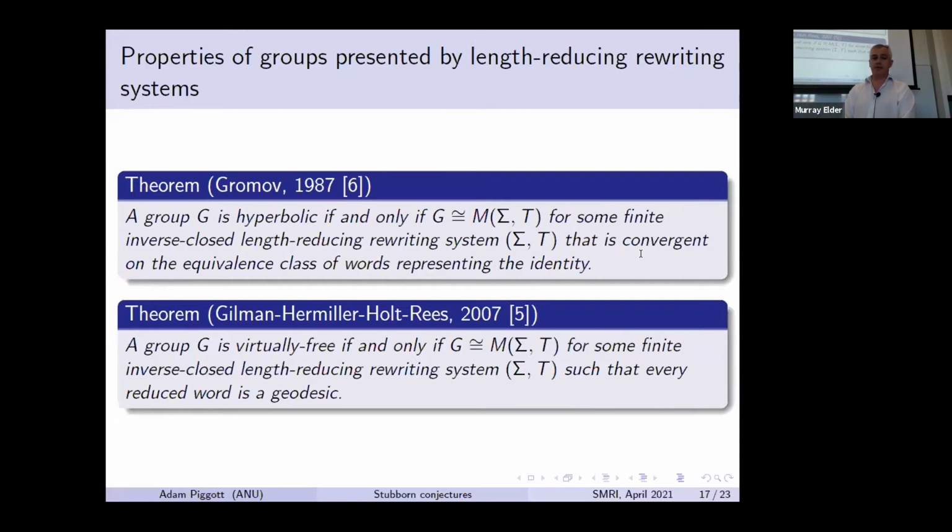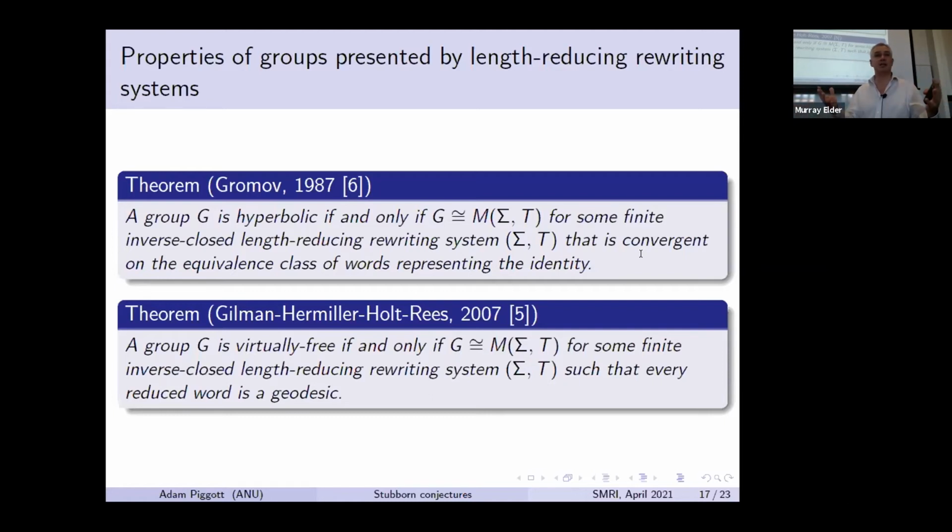The first one's a very famous result by Gromov. A group is hyperbolic, remember, that's thin triangles, and there are lots of important consequences of that, if and only if you can present your group with a finite inverse closed length reducing rewriting system that is convergent on the equivalence class of words representing the identity. This is also known as Dehn's algorithm. If you have a word that represents the identity, you can apply these length reducing rules and you'll eventually show that your word is equivalent to the empty word. So that characterizes being hyperbolic.